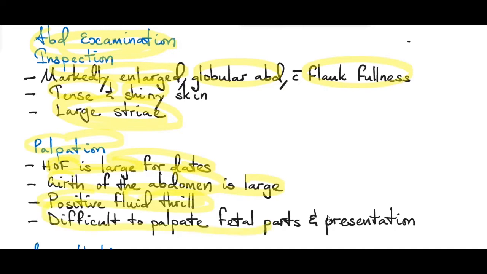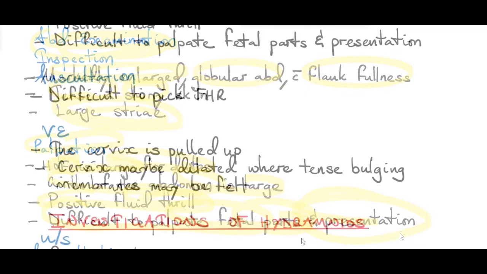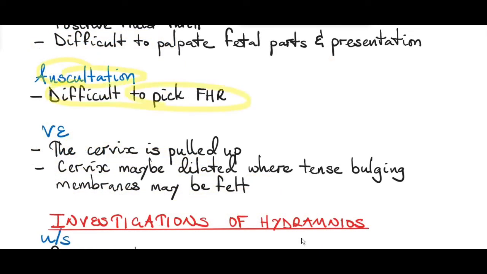And it will be difficult to palpate the fetal parts as well as the presentation because there's too much amniotic fluid, you can't even feel the fetus. On auscultation, it will be difficult to pick up the fetal heart rate because of the too much amniotic fluid. On vaginal examination, the cervix will be pulled up. It will be difficult to actually feel the cervix sometimes. Or you may find that the cervix is dilated, and if it's dilated, you can actually feel that the amniotic sac is tense and bulging.